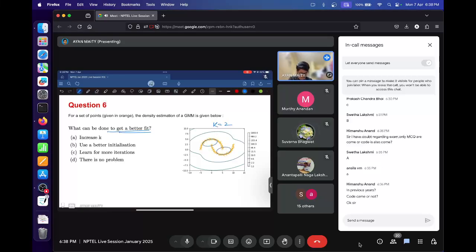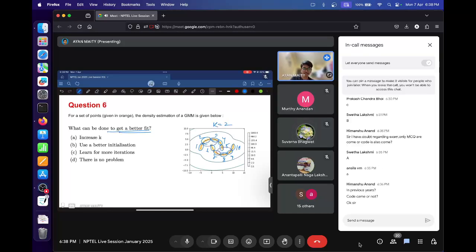But if we increase the value of K sufficiently, we can have this as one cluster, this as one cluster, and so on, this one, this one, this one. If we increase the number of clusters sufficiently, we can have small Gaussian distributions, so that the data would fit better. Now there are 1, 2, 3, 4, 5, 6, 7, 8, 9, 10. So there are 10 clusters now.